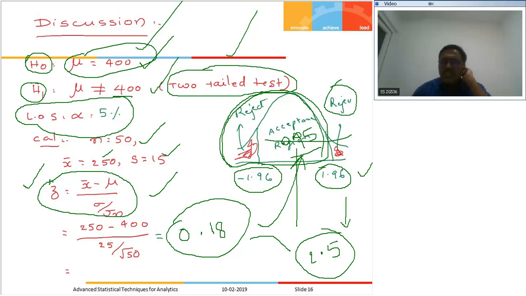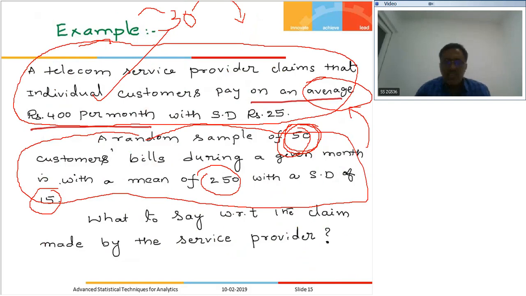X bar comes as 250. This is from the problem actually. Now once we are clear, we'll go back and see all the values we had. This first part is related to the population, so this is mu, and this is sigma. Now the second part is with respect to the sample. This is the size of the sample n, this is the mean of the sample, that is x bar, and this is the standard deviation of the sample, that is s.